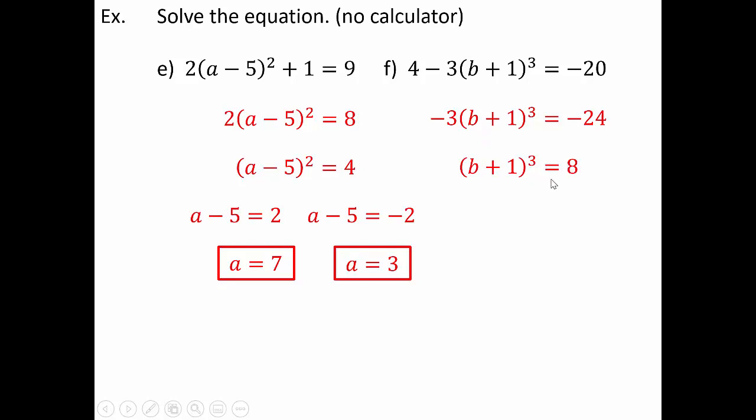Take the cube root. Keep in mind with odd roots, there's only one answer at a time, unlike with even roots. So the answer would be b plus 1 equals positive 2 only, not plus or minus. Subtract 1, we get b equals 1 as our one and only answer.